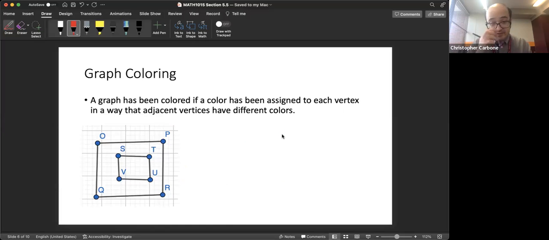Now, this idea of a graph coloring. A graph can be colored if a color has been assigned to each vertex in a way that adjacent vertices have different colors. So, with that being said, I have this cube on here, and some of these edges did not, unfortunately, show up, but these vertices here are supposed to be connected. There we go. So with that being said, we can color this, right?